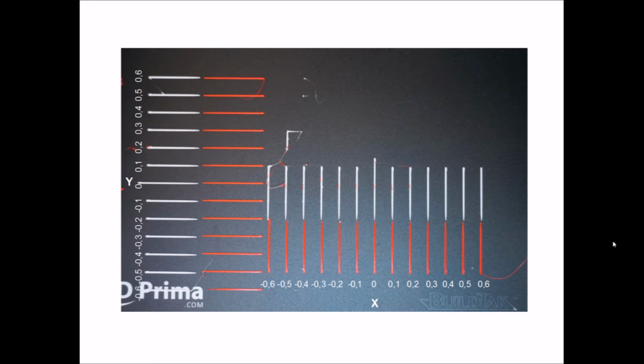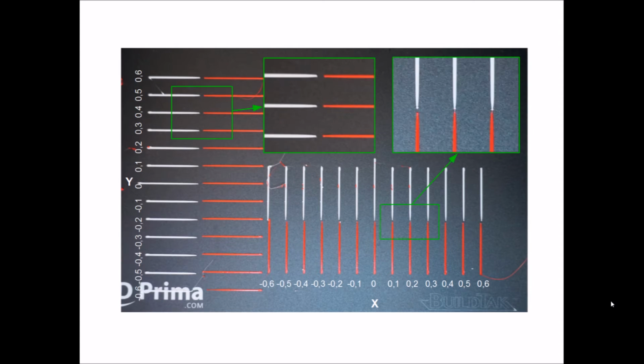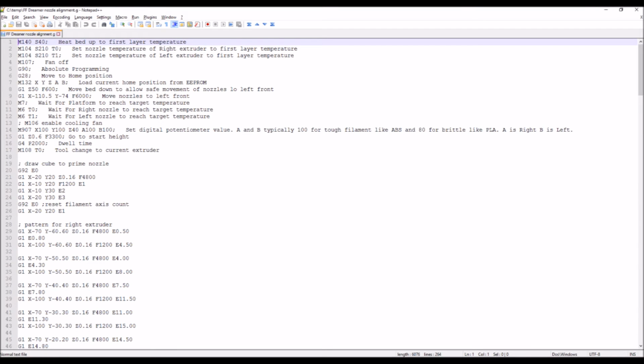If we run the same test print, we get the following results. On the magnified image, you can see that the X marks for plus 0.2 millimeters are best aligned, and for the Y, the plus 0.4 marks are best aligned. So this means the calibration procedure works as intended. Let's see what the calibration program looks like.